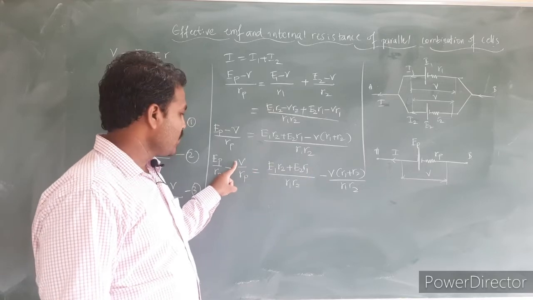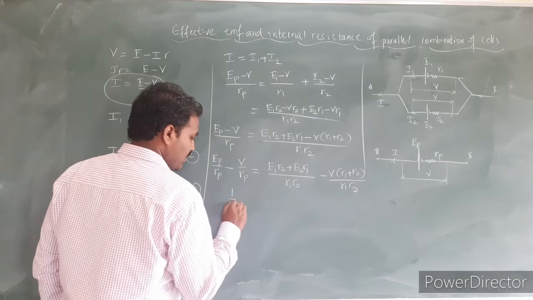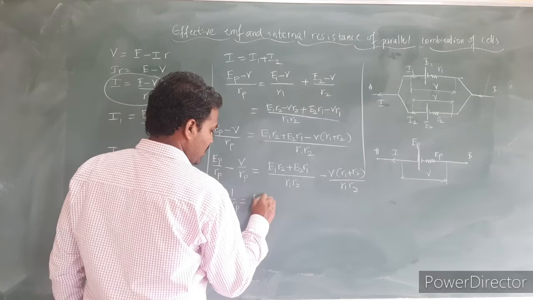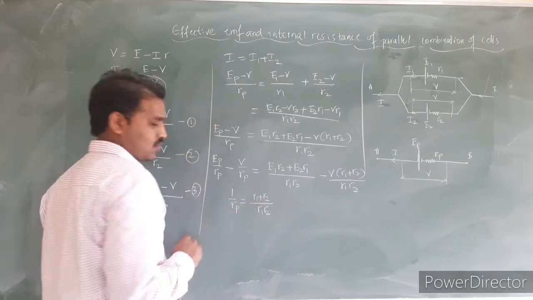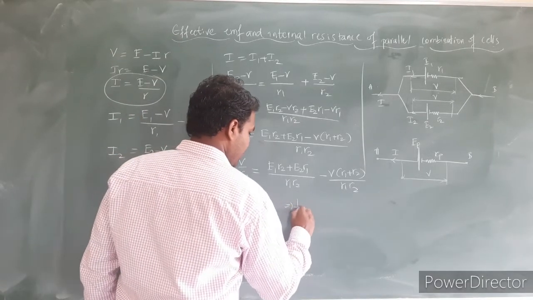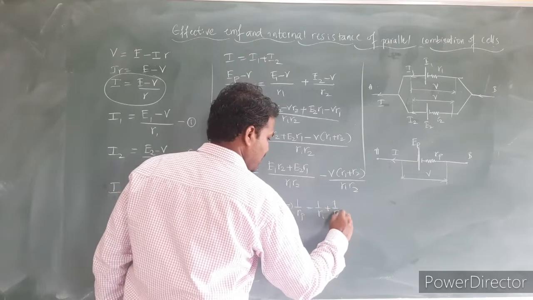Consider the coefficient of V here. Considering the coefficient of V, I can write 1 divided by RP is equal to R1 plus R2 whole divided by R1 into R2. The same thing can be written as 1 divided by RP is equal to 1 by R1 plus 1 by R2.